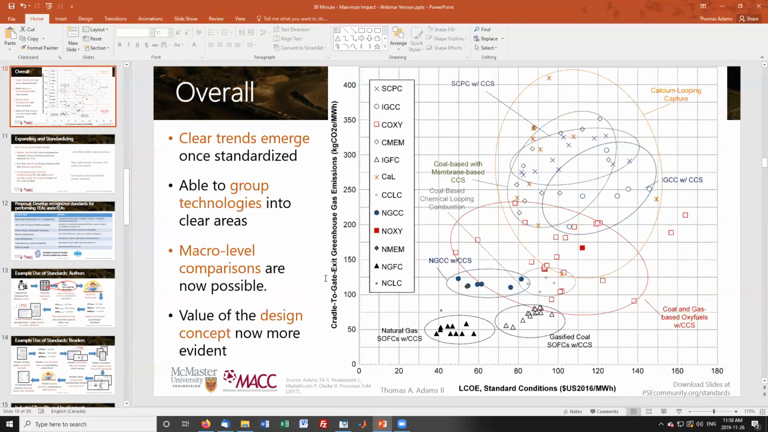Now, one thing to point out is that these numbers are for what are called nth plant cost estimations. So this is assuming that they're going to have costs that are comparable to what they expect them to be once they're fully commercialized in bulk. The cost today will be 8 times as much for the capital.